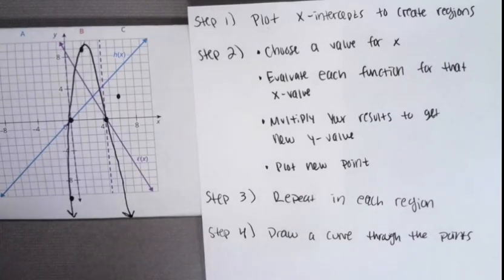This is the exact same process you would use even if you had 3 original functions that you were using to create a new cubic product function. You would go through the same process, you just might have a few more x-intercepts or a few more regions. So that is the process for graphically multiplying 2 functions to create a new function.